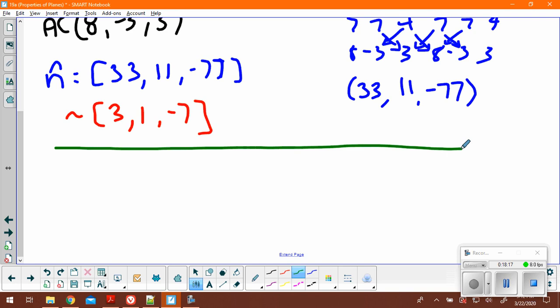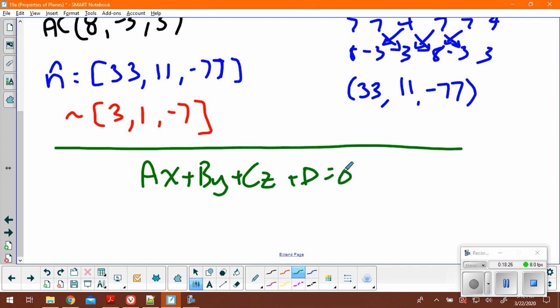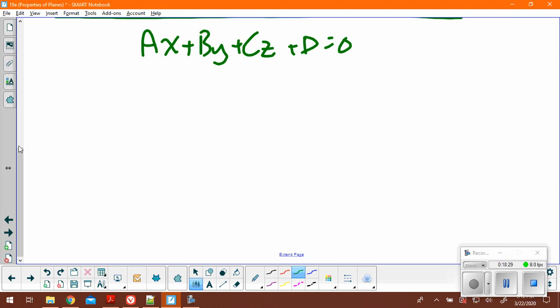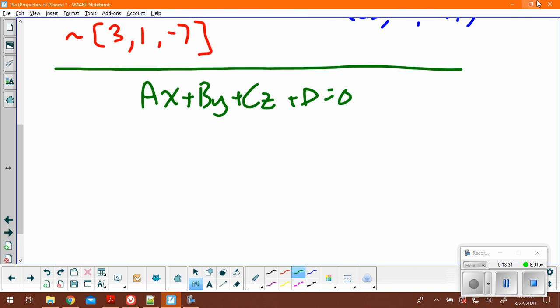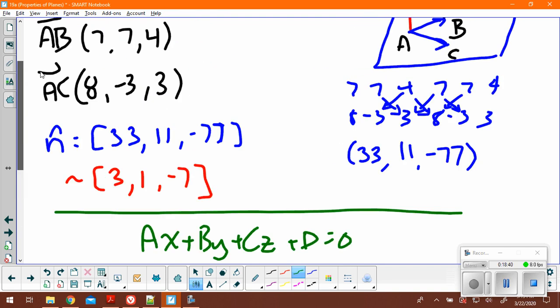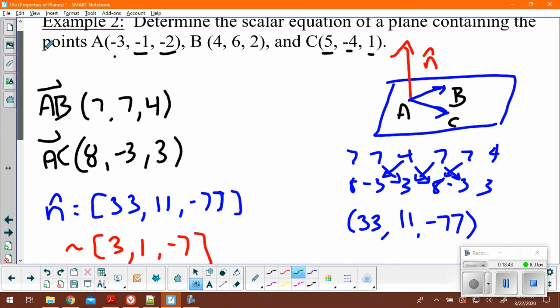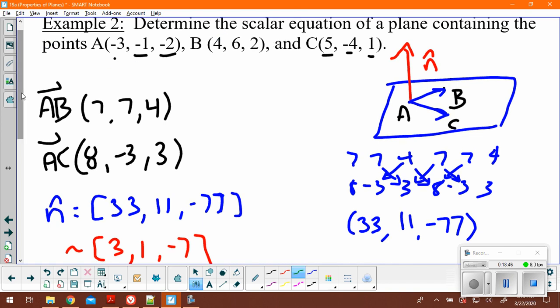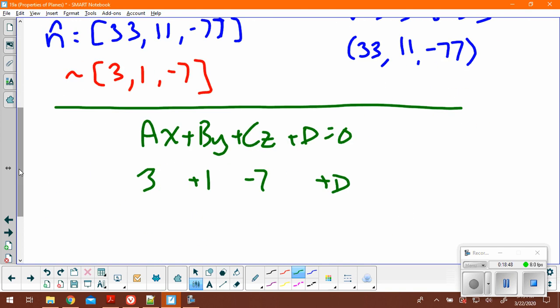So to get the equation of my plane, the form is ax plus by plus cz plus d is equal to 0. We figured out our normal was going to be 3, 1, -7. And then for a point, I've got 3 different points up there. To make my life easier, I'll pick the one that's got all positives in it. So 4, 6, 2, and that's equal to 0.